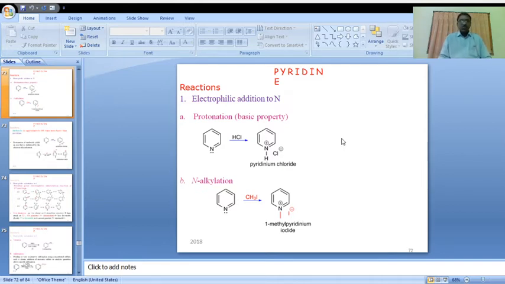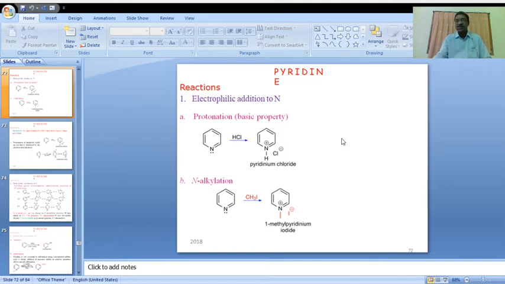Now let us go to chemical properties of this particular pyridine. The first reaction is electrophilic addition to nitrogen. On the heteroatom, addition takes place on the heteroatom. Here, the first example is the protonation reaction. This reaction indicates its basic property.